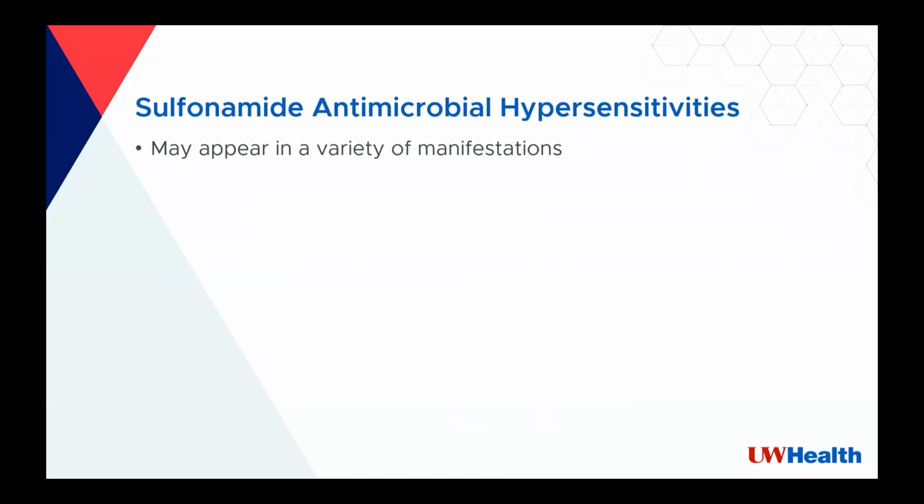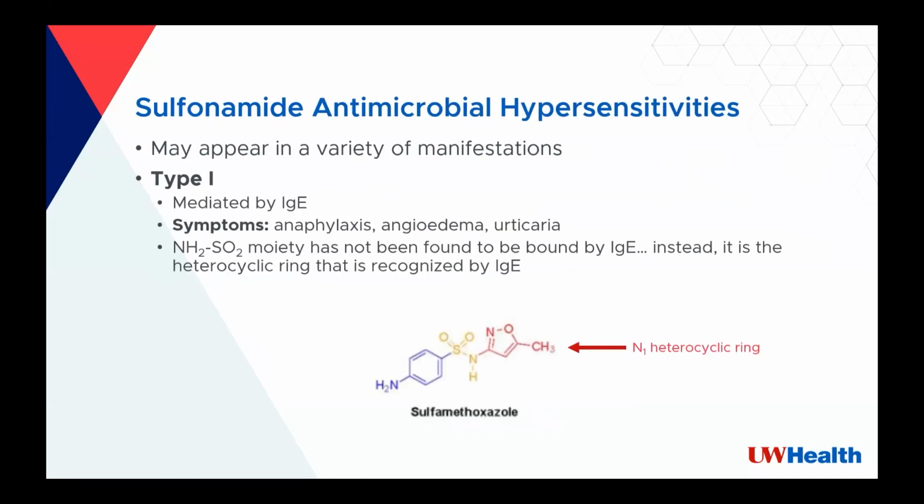Thinking about our antimicrobial hypersensitivities, these appear in a variety of manifestations, but we typically will think of them as type 1 and then not type 1. So for type 1, these are our IgE, again with our symptoms of anaphylaxis, angioedema, and urticaria. And it's important to note that the NH2-SO2 moiety has not been found to be bound by IgE. So instead, it is really this heterocyclic ring at the N1 position that only the sulfonamide antibiotics have, which is recognized by IgE. And I just highlighted that at the bottom in red.